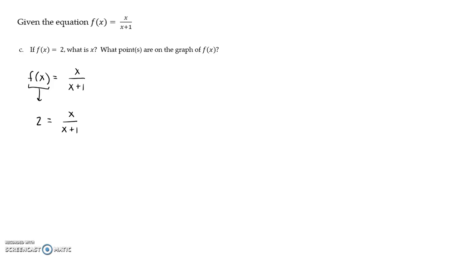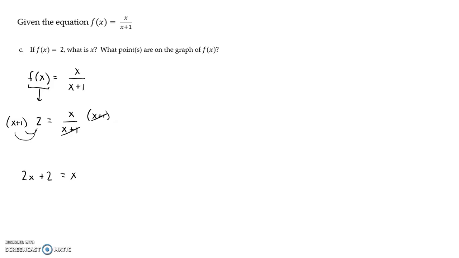So let's get rid of our denominator here. I'm going to multiply both sides by the x plus 1. It's going to then disappear from the right-hand side. And then on this left-hand side, let's distribute the 2 to each of those pieces. So we're going to get 2x plus 2 equals x.